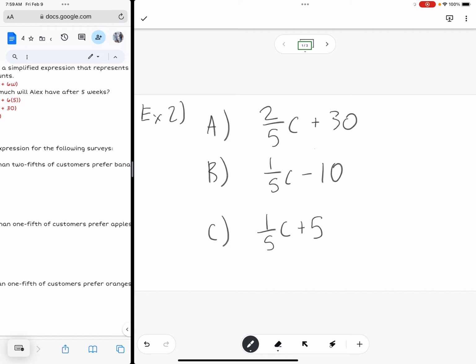Key takeaways. If you see the word of, you're multiplying. If you see more or less, you're either adding or subtracting. Yes, sir. If it tells you to simplify, you have to simplify. If you're going to factor, you have to use the GCF. You guys ready? Yes. All right. One more question.